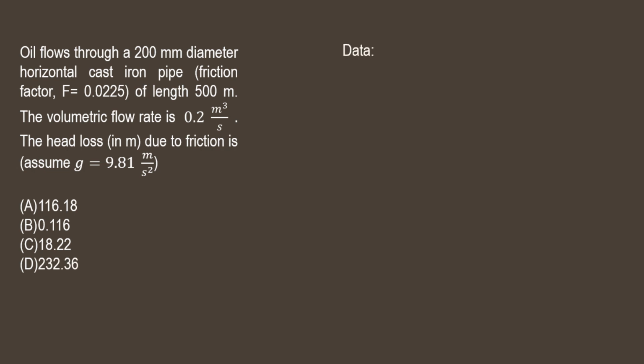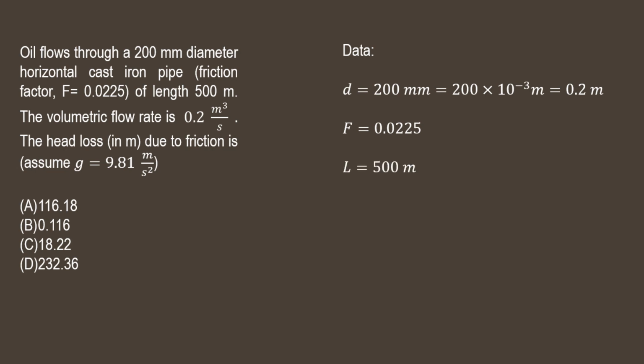Now the data is given over here. So d is equal to 200 mm, convert that value into meter. So it is 200 into 10 raised to minus 3 meter or 0.2 meter. F is equal to friction factor, that is 0.0225. Length is 500 meter. Discharge or volumetric flow rate is 0.2 meter cube per second. G is equal to gravitational acceleration 9.81 meter per second square, and we have to find out the loss of head due to friction.